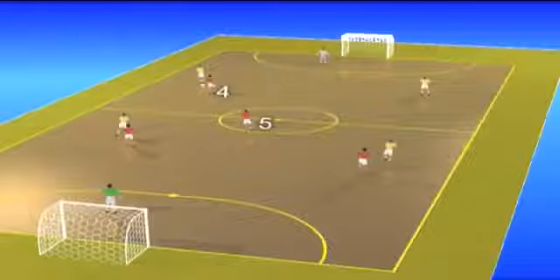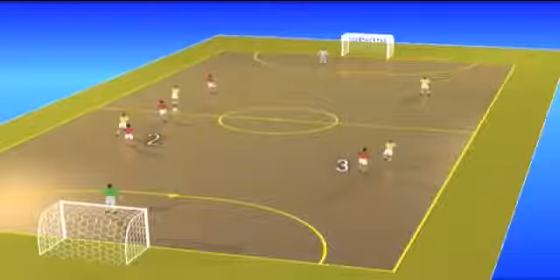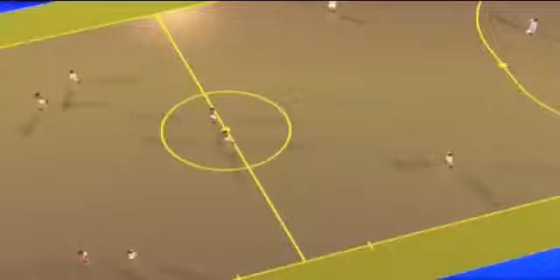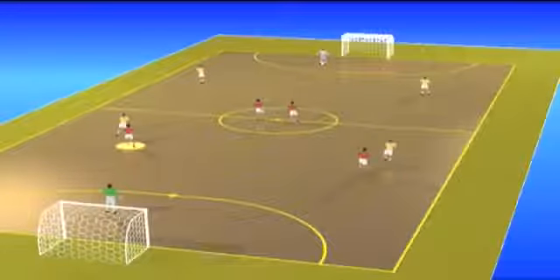If player number 4 is beaten, either in the middle or to the side, number 5 is responsible to make the coverage. The other two players, player number 2 and 3, are in individual coverage. In all situations, the players should be ready to take over the coverage of their closest teammate.